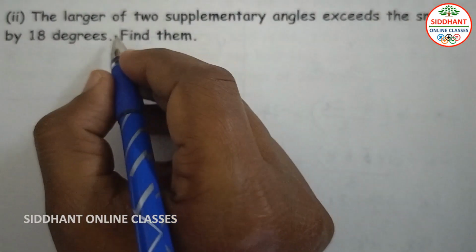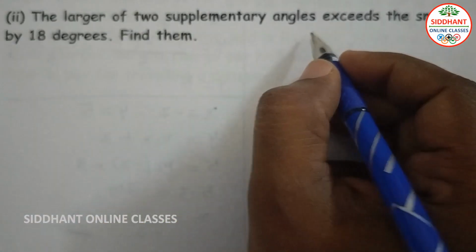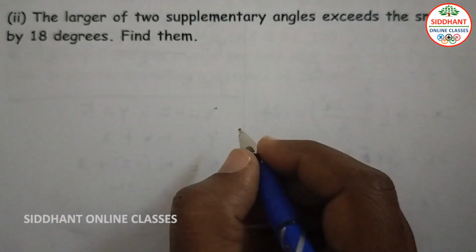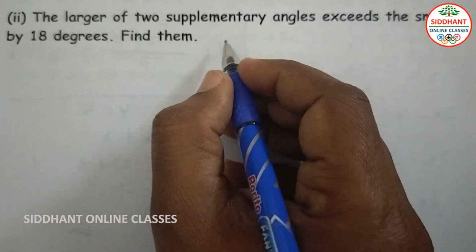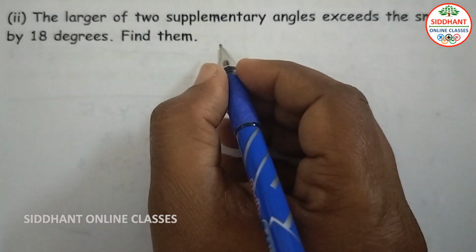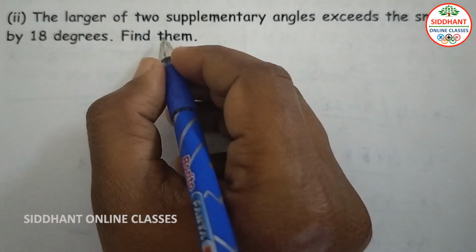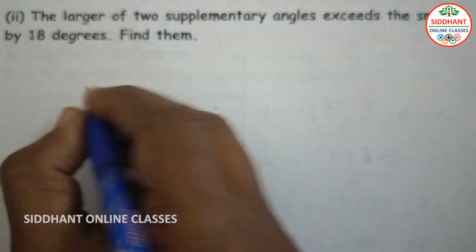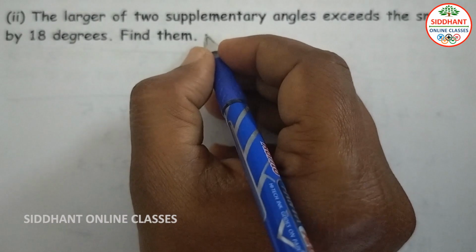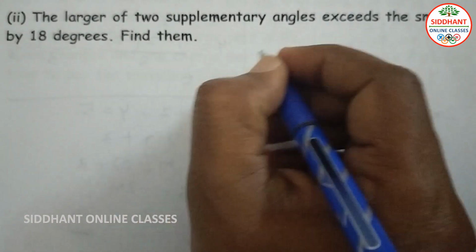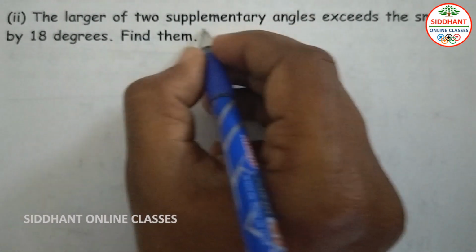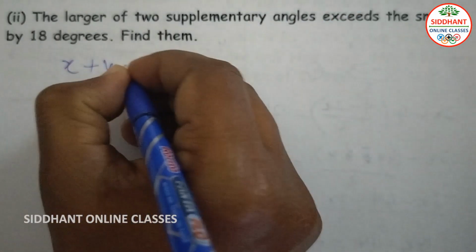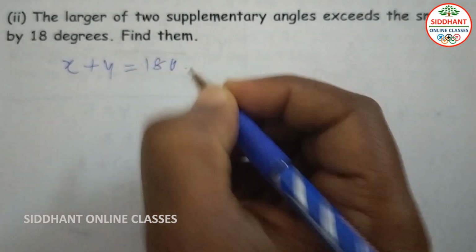Second, the larger of two supplementary angles exceeds the smaller by 18 degrees. Find them. So there are two supplementary angles. So let them be x and y. The two supplementary angles are there means x and y, that will be equal to 180 here. Supplementary means 180, complementary means 90. So here x plus y equal to 180 here.